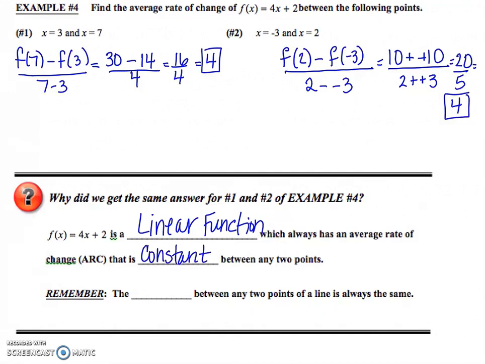Linear function means it makes a straight line, right? And a straight line always has a constant slope. Okay? The slope between any 2 points of a straight line is always the same.